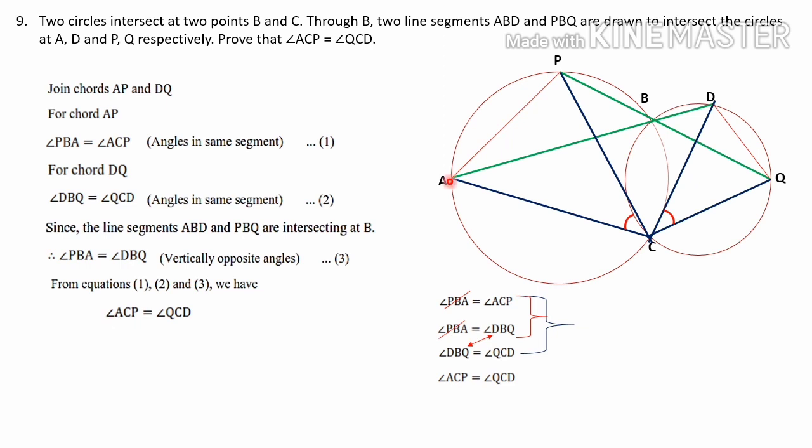Let's see here, angle ACP is equal to angle QCD. That is the statement we have to prove. So hope it is clear. All angles are represented here with three letters. So you just go through it clearly and finally come to the conclusion: angle ACP is equal to angle QCD.